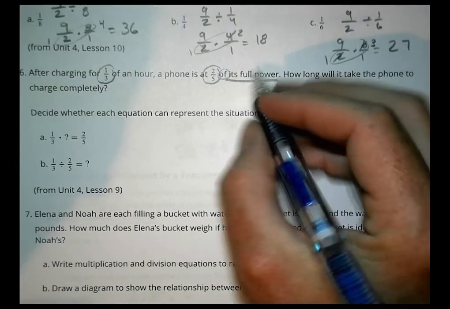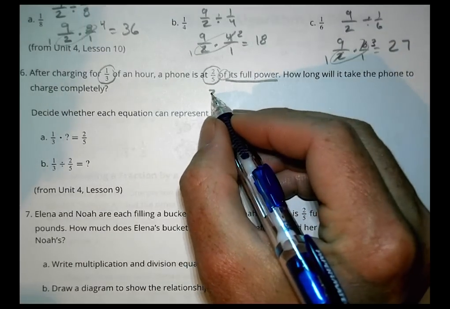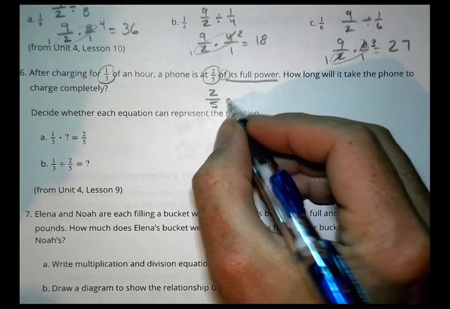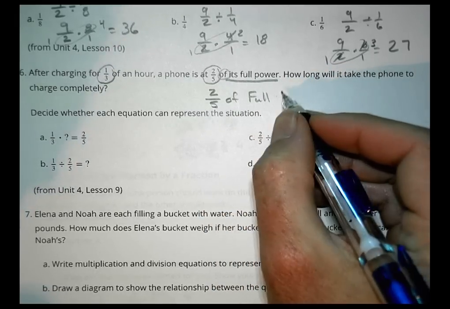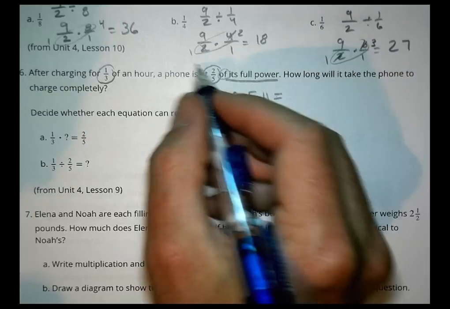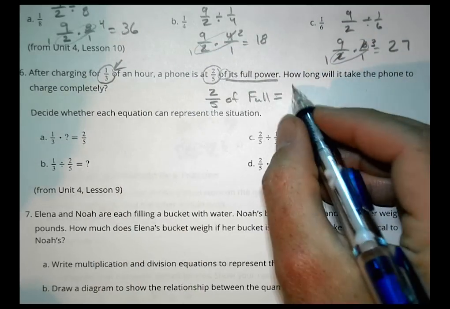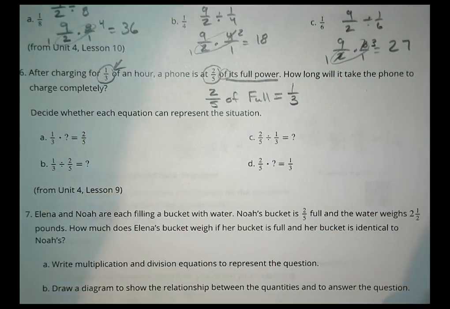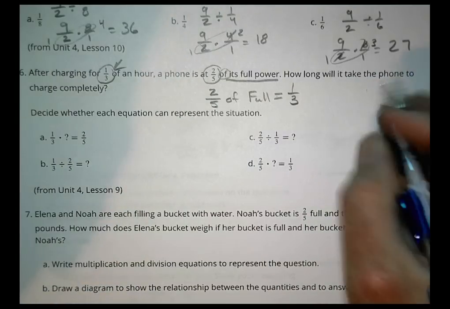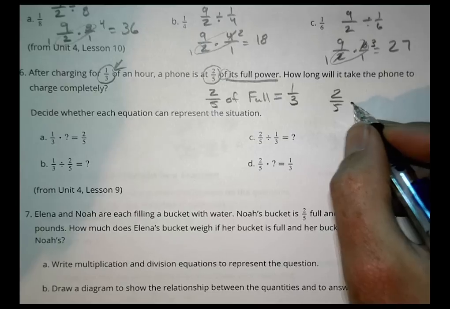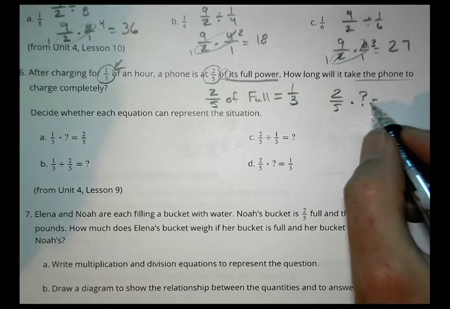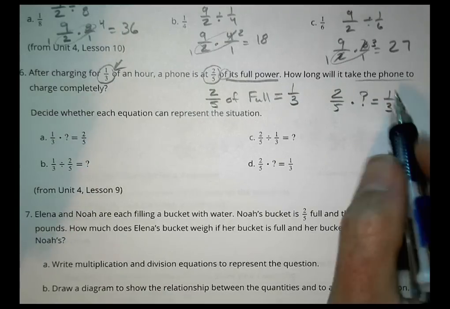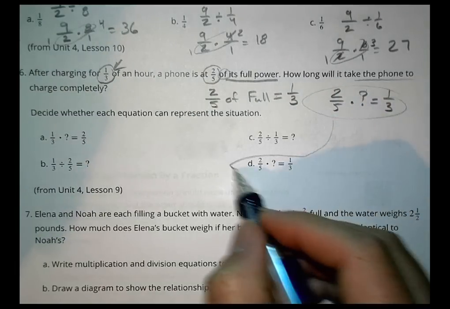All right, so let's look at what we have here. We have a statement that says 2/5 of full power is at 1/3 of an hour. That's what we have, which is really 2/5 times something, we don't know full charge, is equal to 1/3. Well, that one right there is going to match this one right there.